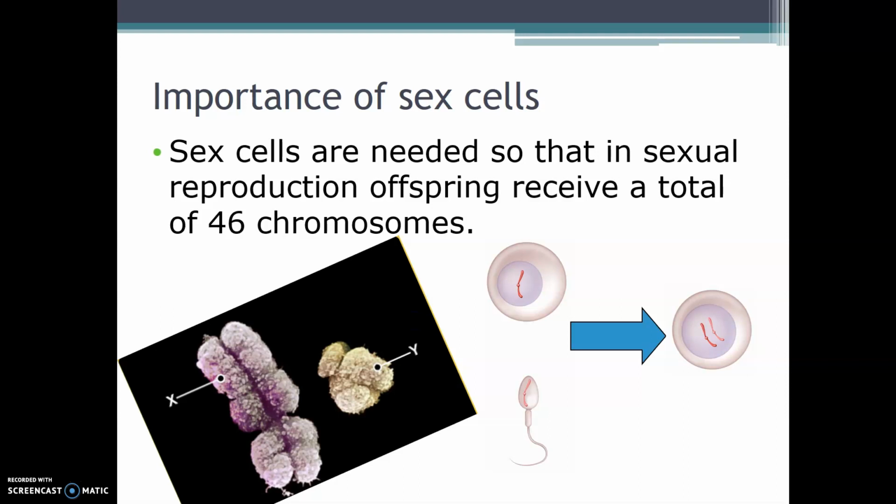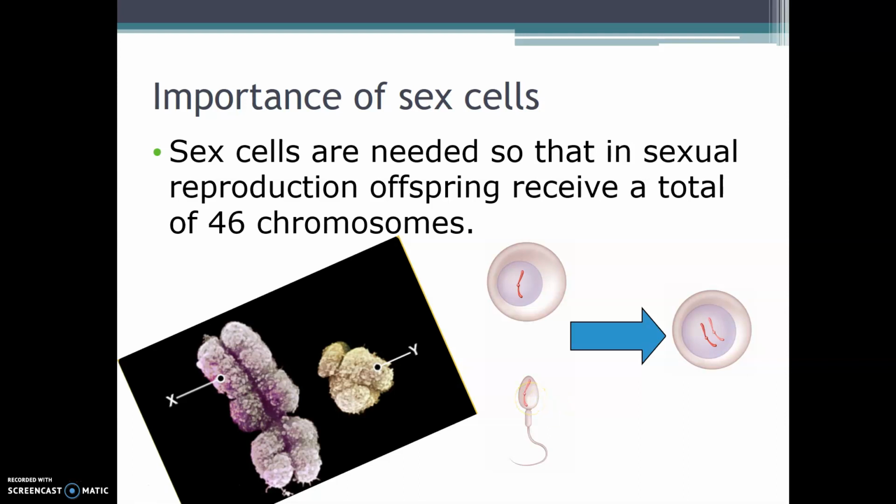Sex cells are needed so that in sexual reproduction, the offspring will have a total number of 46 chromosomes. Otherwise, they would have 23. If you combine the X and the Y, you would be male biologically. The egg would contain 23, and the sperm would contain 23, and together those would make 46, which would make you male or female, depending on which chromosome the sperm carried from the male.